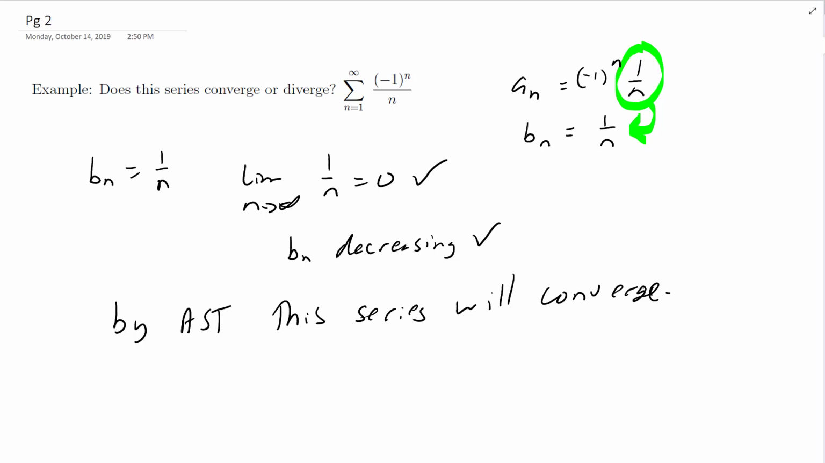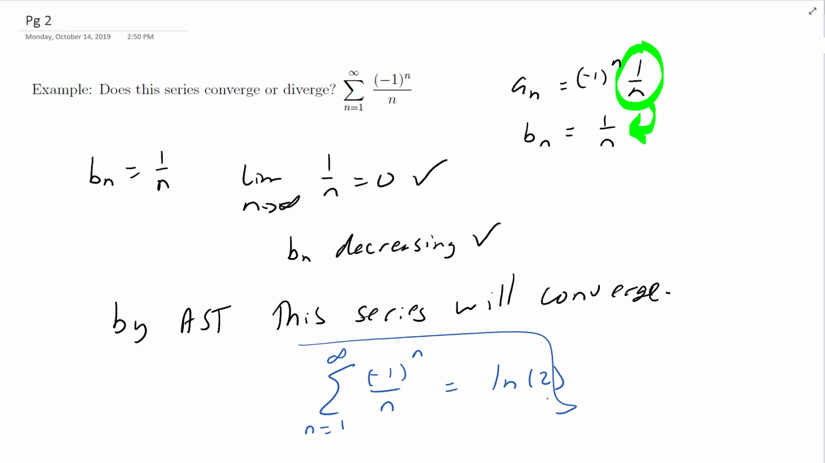Now we have no, well, I should say, y'all have no way of figuring out what it converges to. It's not geometric, so you can't find a sum. It's not telescoping, so you can't find a sum. All you can tell me is that it actually converges. If you use some other mathematics, you'll see that this actually ends up being natural log of 2.